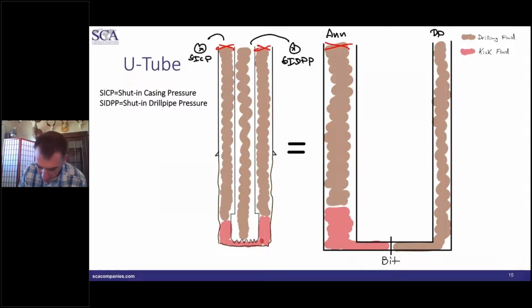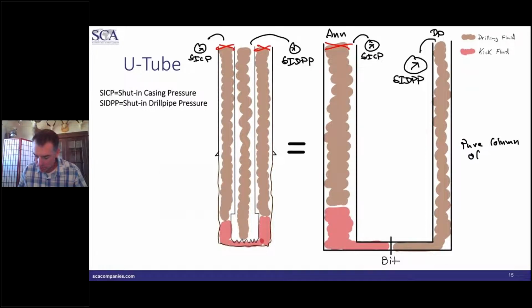Much the same, the analog is here. I would have a gauge that shows my shut-in casing pressure, and another gauge here that shows my shut-in drill pipe pressure. Okay, and this is just a really convenient way to look at the situation. Then I can split it in two sides. I have a pure column of drilling fluid on the right, on my drill pipe side.